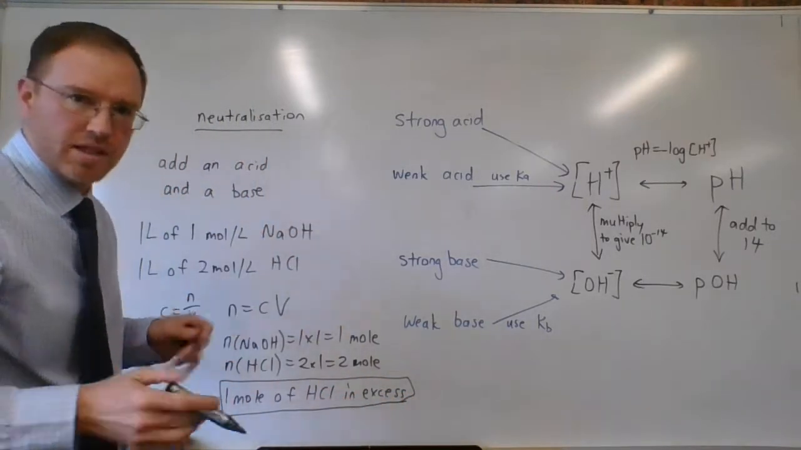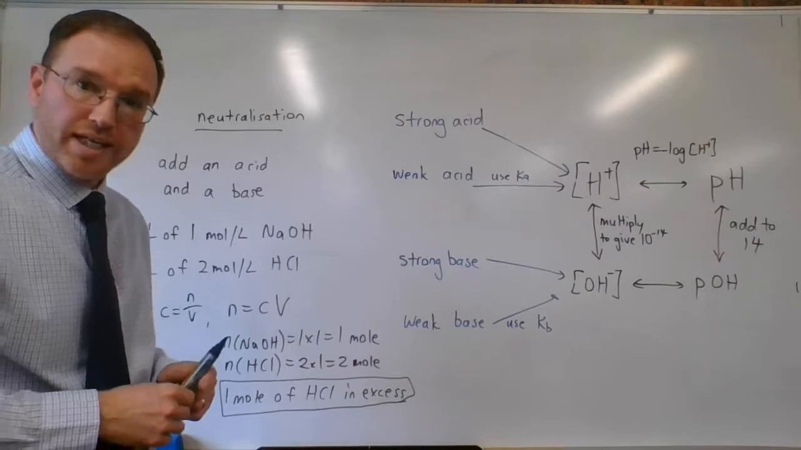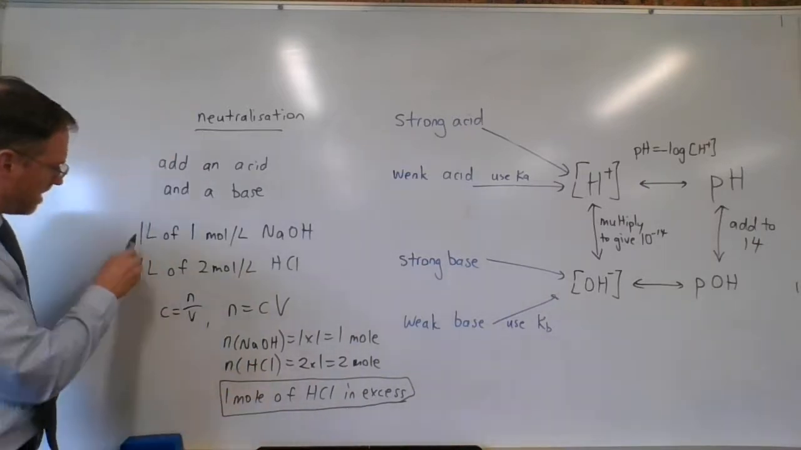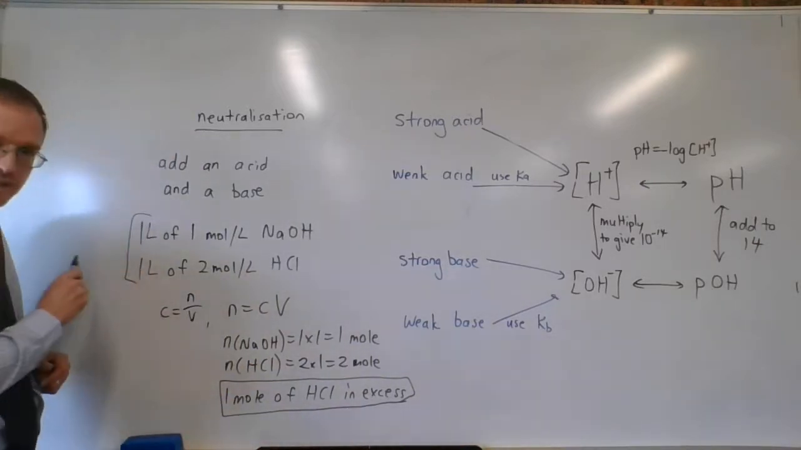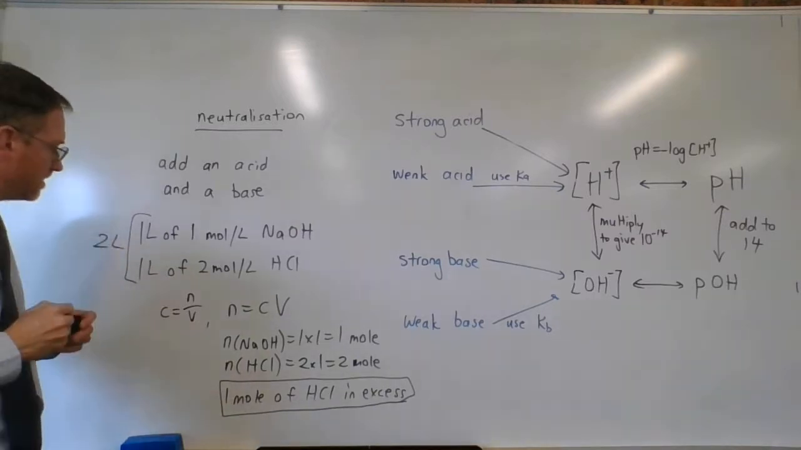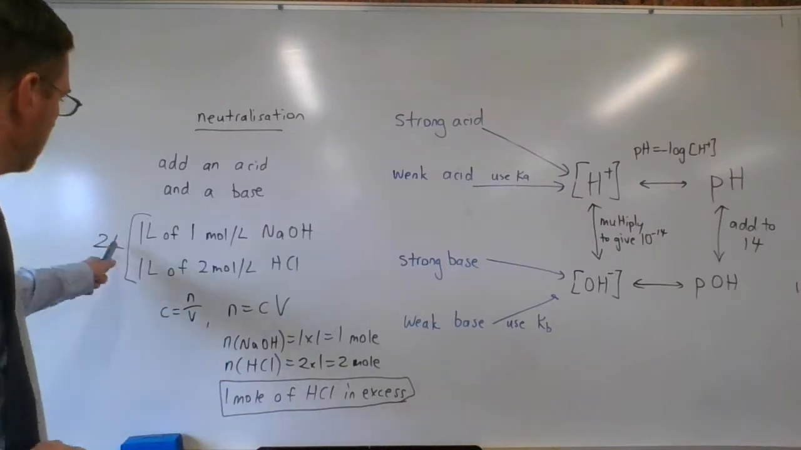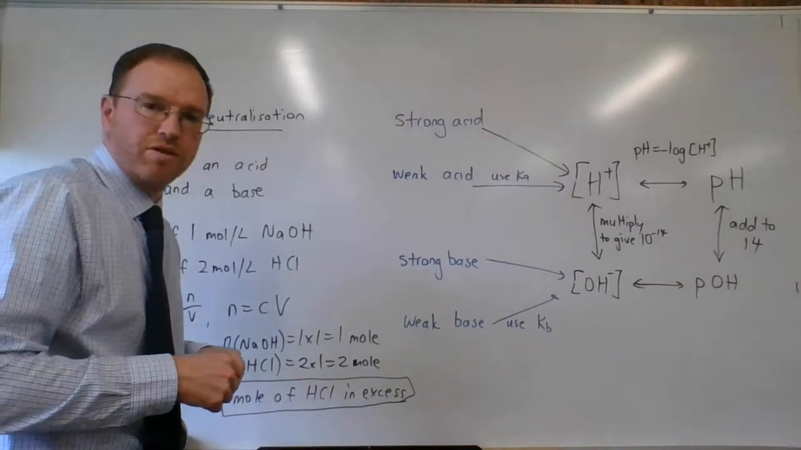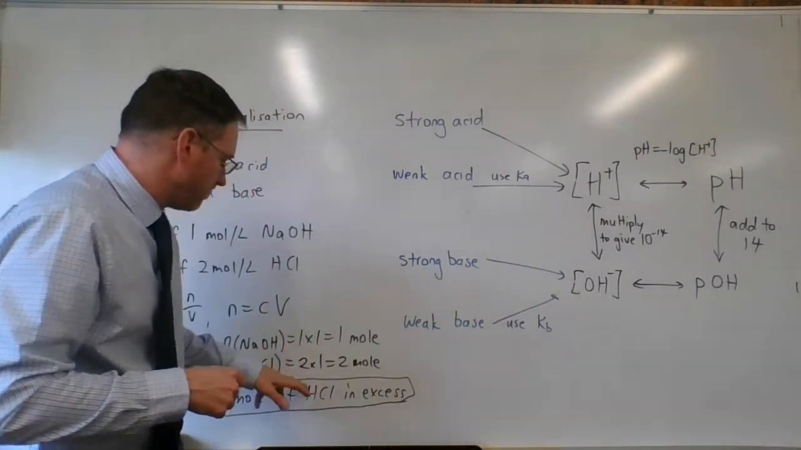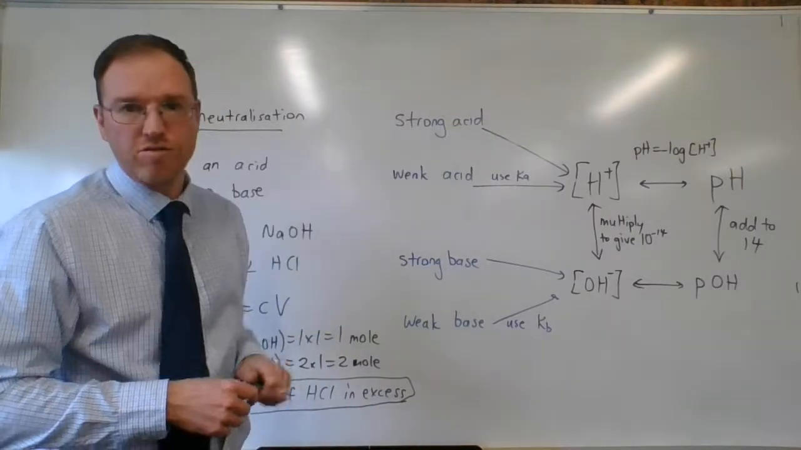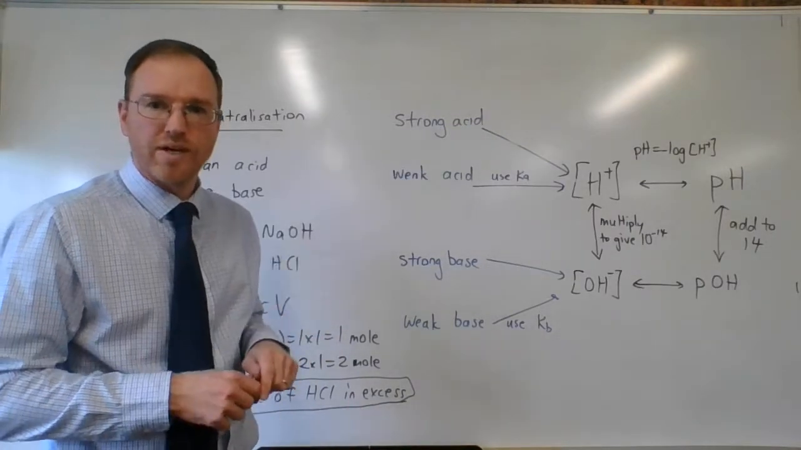Okay, and that's what I'm interested in in these sorts of questions. What do I have in excess? If I've got 1 mole of HCl in excess in this solution, and because I mixed 1 litre of this and 1 litre of this, I've now got 2 litres, I can work out the concentration of hydrochloric acid. 1 mole in 2 litres, I must have 0.5 moles per litre. So what have I got now? I've got the concentration of the strong acid. That's where we've ended up.